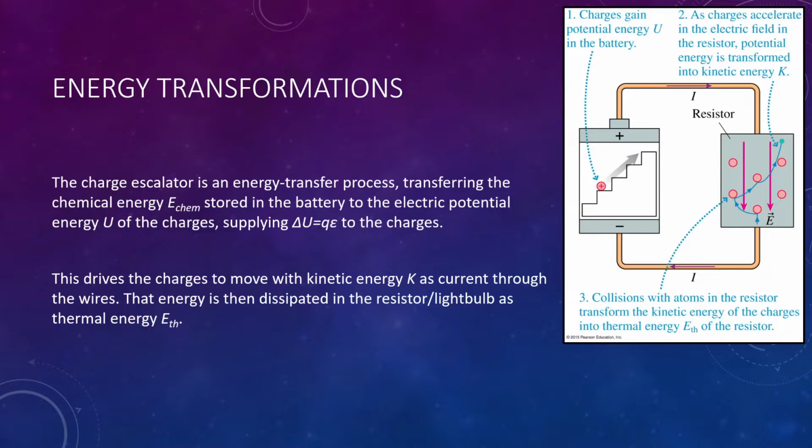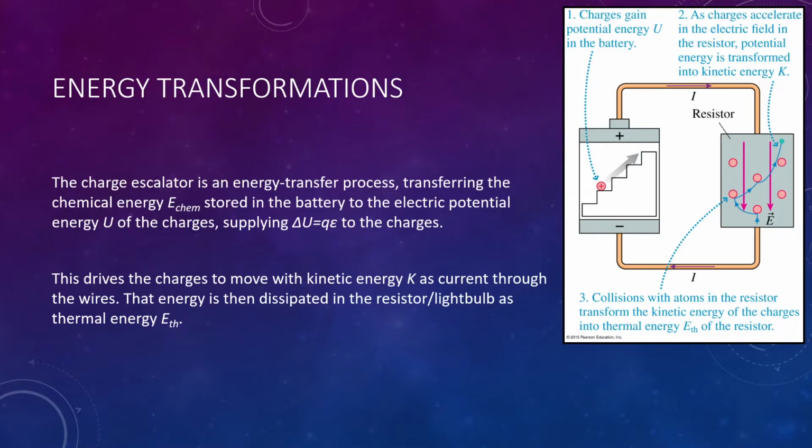Those charges then move and hit the resistor. Well, resistors, it's in the name, resist things, so there's going to be friction involved. That friction between the charges flowing through the resistor and the resistor itself causes your objects to slow down. But remember, that means you're losing kinetic energy. But that energy has to go somewhere. It can't just disappear because of conservation of energy.